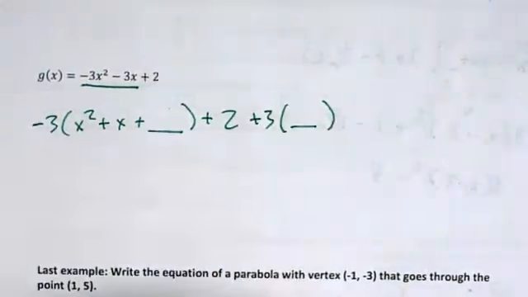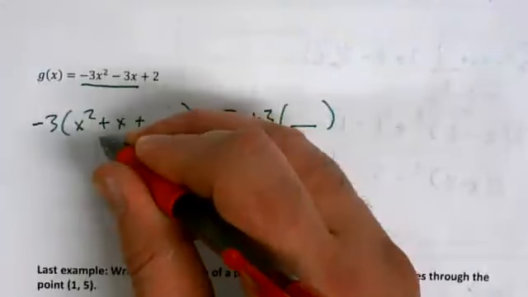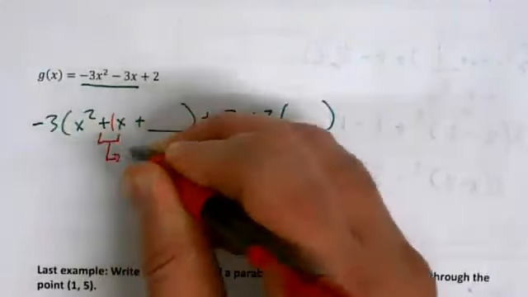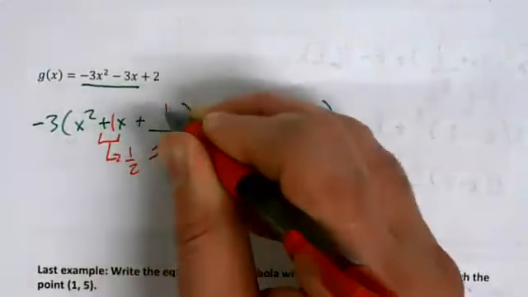Let's figure out what's going to go in there. This is, well, that's 1. Divided by 2 is a half. Squared is a 4.